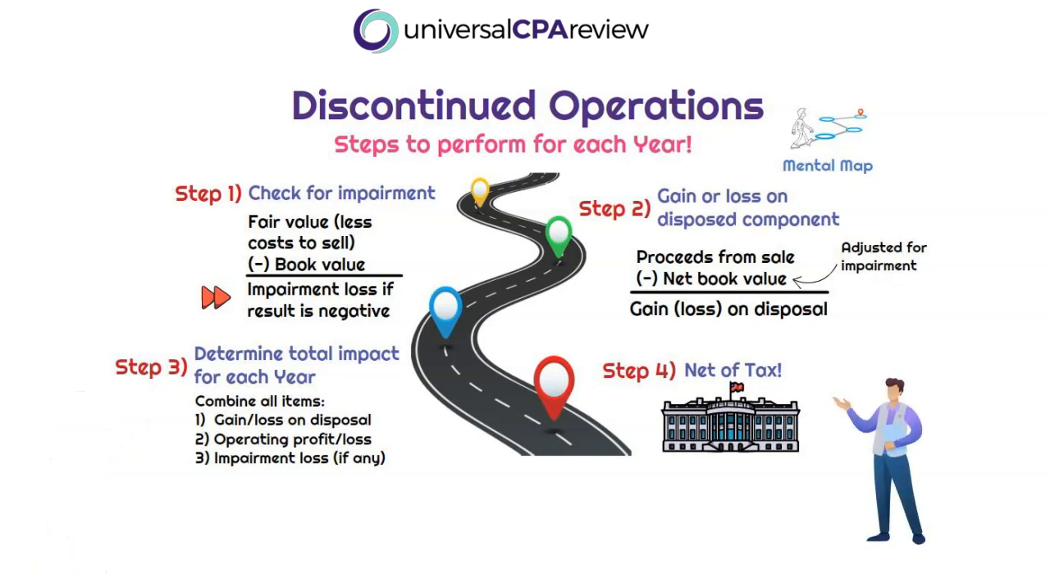And then step 4, this is the one thing we can't forget. Remember, the government always wants their share, right? So we need to take everything net of tax. It's below income from continuing operations, right? So discontinued operations any gain or loss needs to be presented net of tax in the income statement. So don't forget the government wants their share.